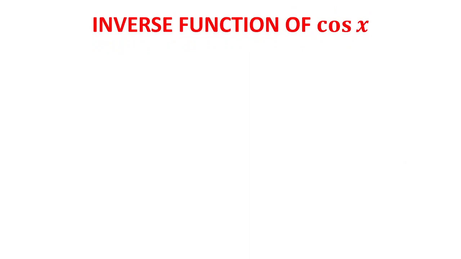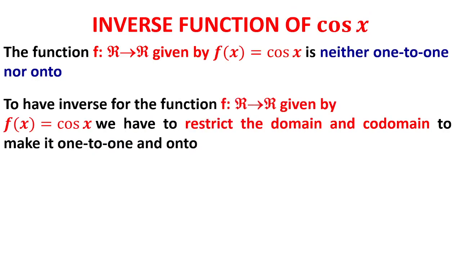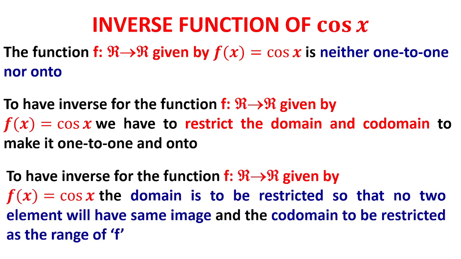Let us go to the inverse of cos x. The same thing: cos x is neither one-one nor onto. Therefore, we have to restrict the domain and the codomain. How to make it? The domain is to be restricted so that no two elements will have the same image. The codomain is to be restricted to the range of f.